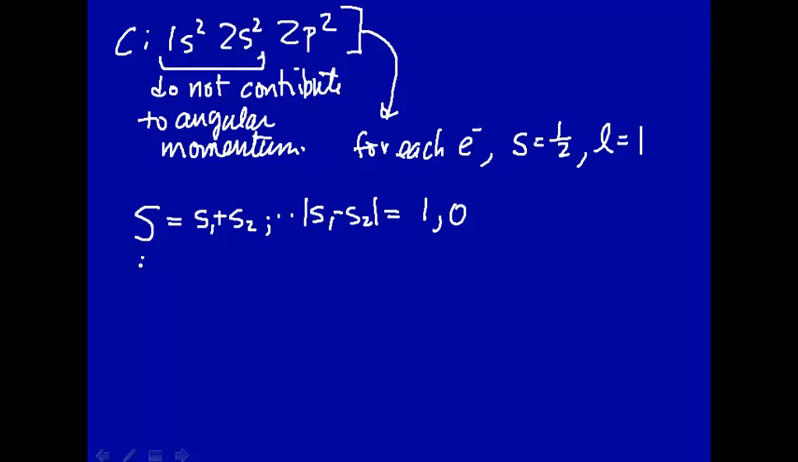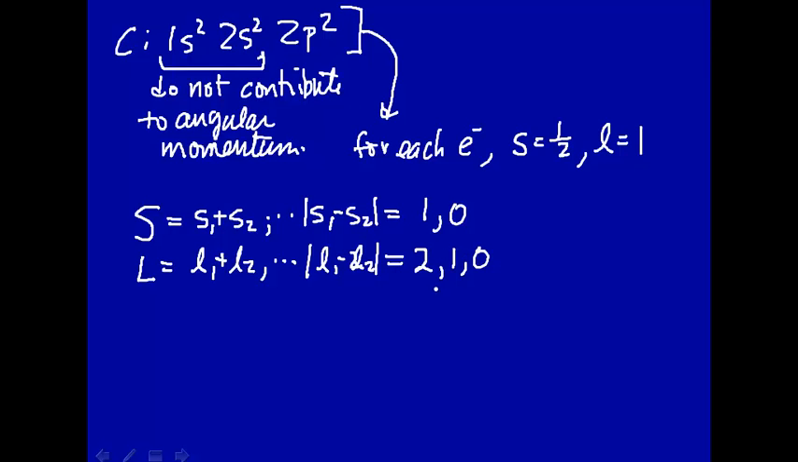Let's look at capital L. That will be equal to the little l1 plus l2 in integer steps down to the difference between the two. l1 is 1, l2 is 1, so this can go from 2 to 0 in integer steps, so L can be 2, 1, or 0.